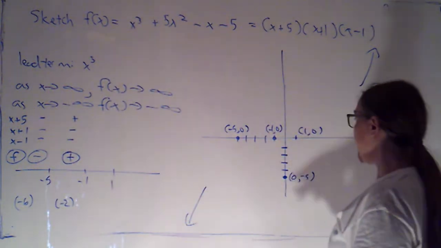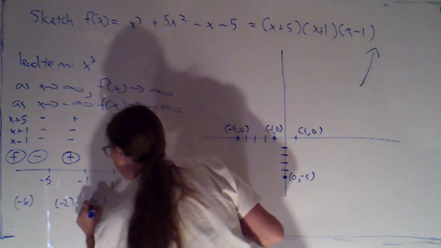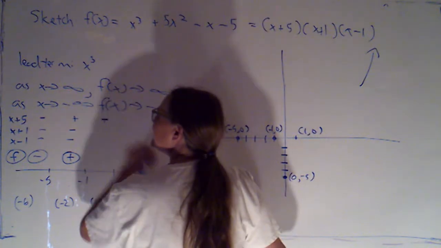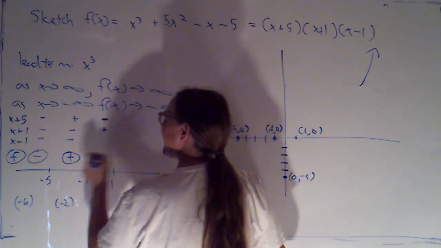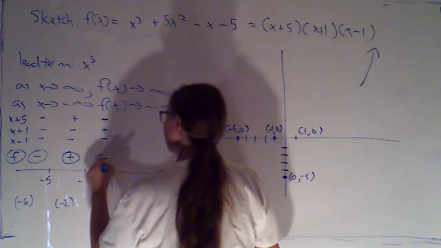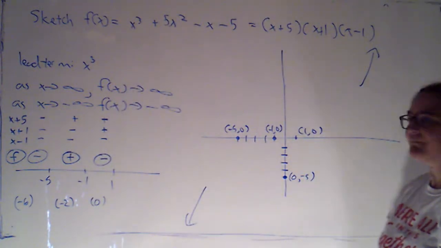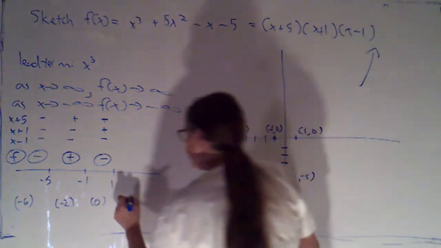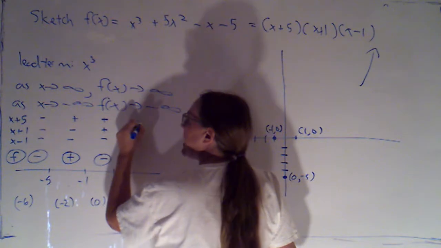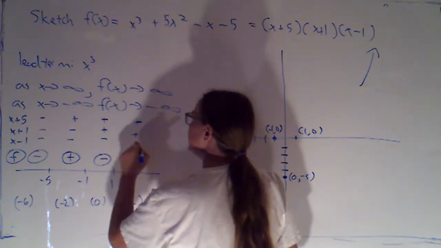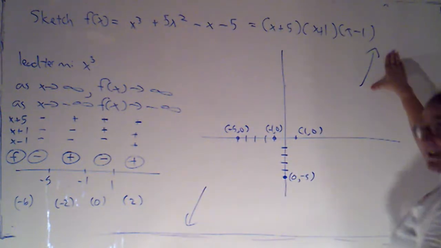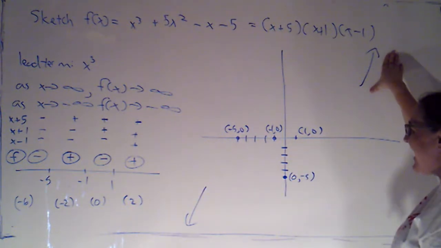Between -1 and 1, let's just plug in 0. Pretty sure we should get something negative. Let's just confirm. 0 plus 5 is positive, 0 plus 1 is positive, 0 minus 1 is negative. Two positives and a negative do, in fact, give me something negative. To the right of 1, I can plug in 2. 2 plus 5 is positive, 2 plus 1 is positive, 2 minus 1 is positive, 3 positives gives me a positive. That's confirming what I knew ahead of time.